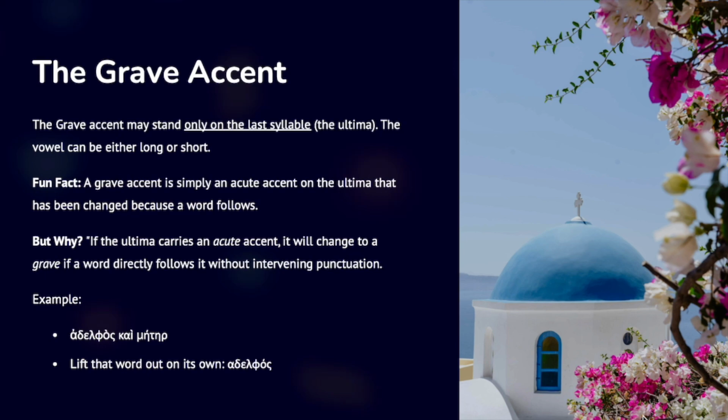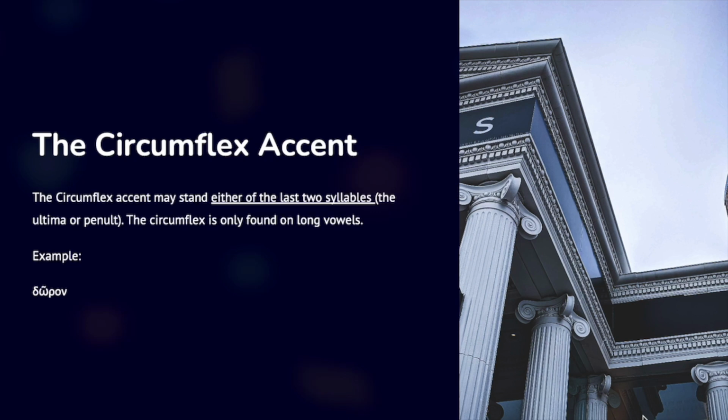Now let's look at the circumflex. The circumflex accent may stand on either of the last two syllables, the ultima or the penult. The circumflex is only found on long vowels. So we say the accent can be placed over long vowels or diphthongs, and they can only appear, again, on the ultima or the penult.